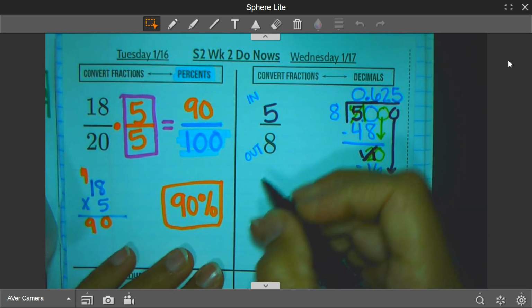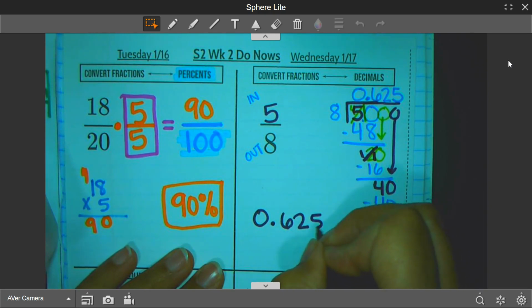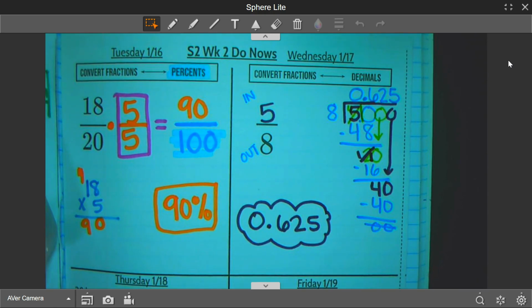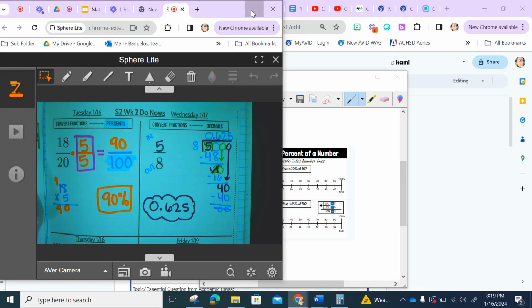So 5/8 as a decimal is 0.625. How many of you guys got that? All right, not too bad, not too bad. Okay, let's go ahead and transition over.